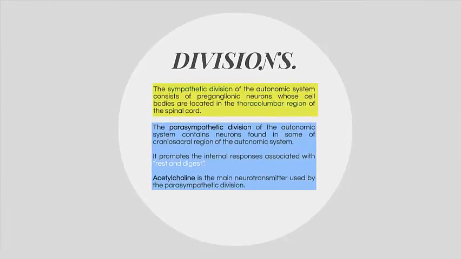The sympathetic division of the autonomic system consists of preganglionic neurons whose cell bodies are located in the thoracolumbar region of the spinal cord. The parasympathetic division of the autonomic system contains neurons found in the craniosacral region. It promotes internal responses associated with rest and digest. Acetylcholine is the main neurotransmitter used by the parasympathetic division.